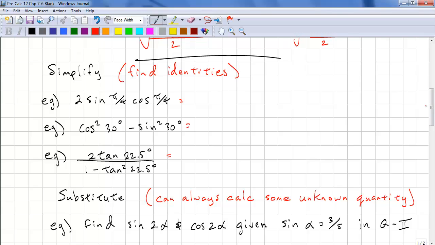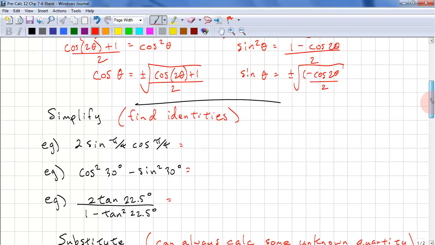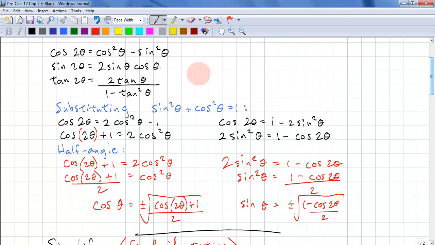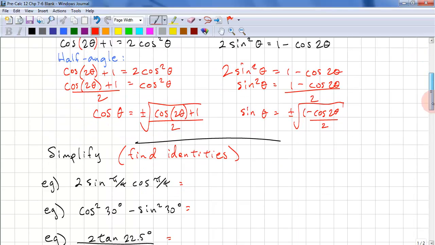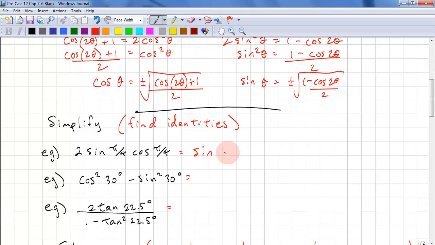Now here are some examples of how to use these identities. 2 sine pi over 4 cos pi over 4. We look up here and we recognize that it's this one. So this is equal to sine 2 theta. This is sine 2 pi over 4. This is sine pi over 2. And that's equal to 1.